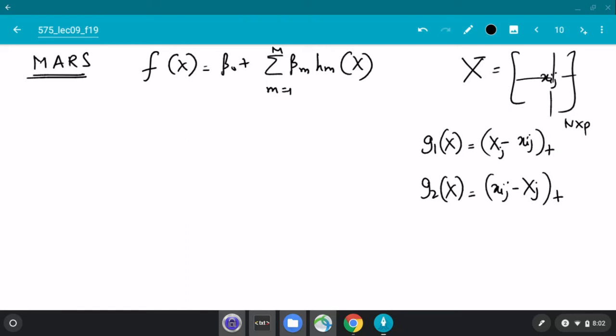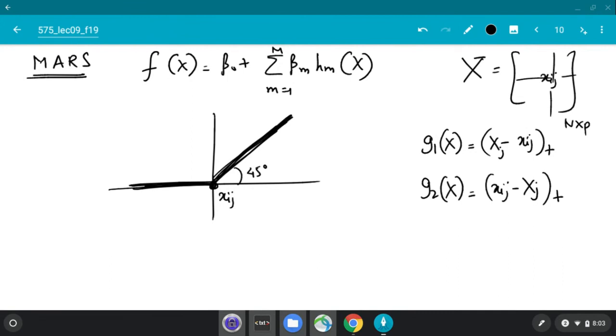And in fact, how do these functions look? Let's call xij the black dot there. Then the first function, g1, is a function which is like this. So 0, and then some 45-degree angle here. That's a function. All this notation means is that the jth coordinate is a variable. If it's less than xij, then the output is 0. If it's greater than xij, then the difference is the output. It's a 45-degree line.